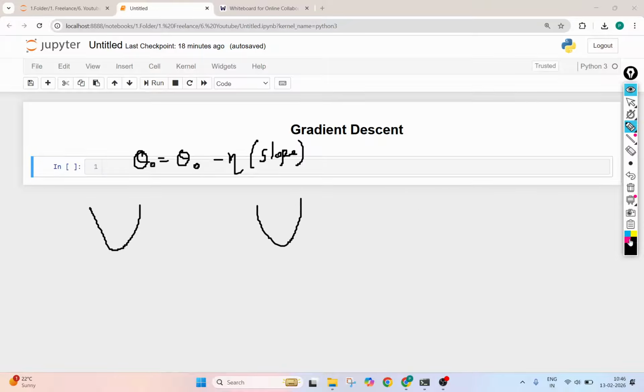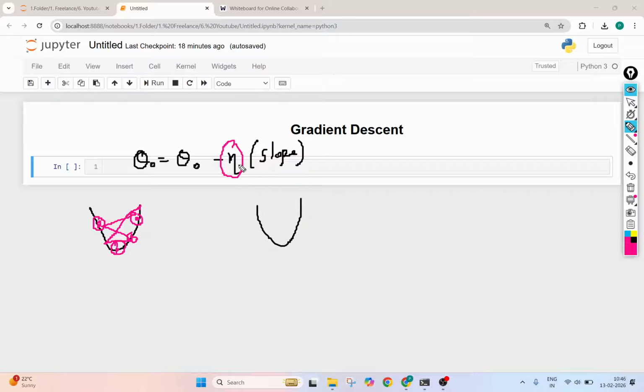When it varies very fast, what happens is this point juggles. So it goes from here to here, then here, then again here, then again over here. So it practically never reaches the minima, right? Therefore, the value of eta has to be optimal.